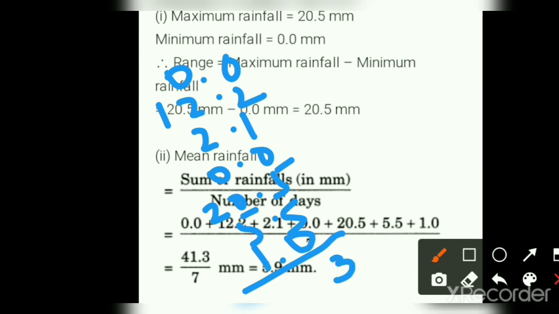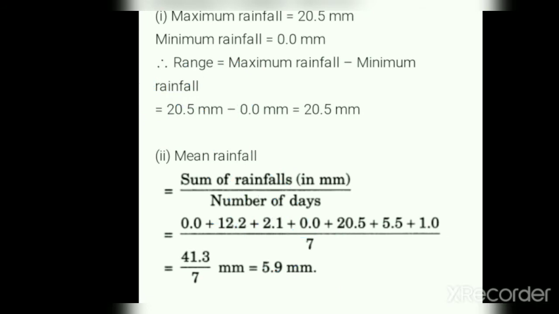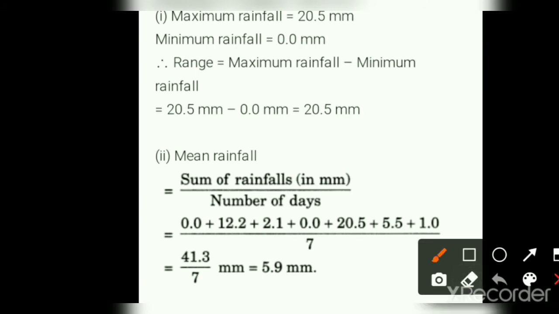Okay, 13, 1 carry over. Now 2 plus 2 is 4, plus 1 is 5, 5 plus 5 is 10, 10 plus 1 is 11. So 1 and 1 carry over. Okay, so 1 plus 1 is 2, 2 plus 2 is 4. So the decimal point you have to place here. So you are getting 41.3 divided by 7. Now 41.3 and 7 we have to divide.